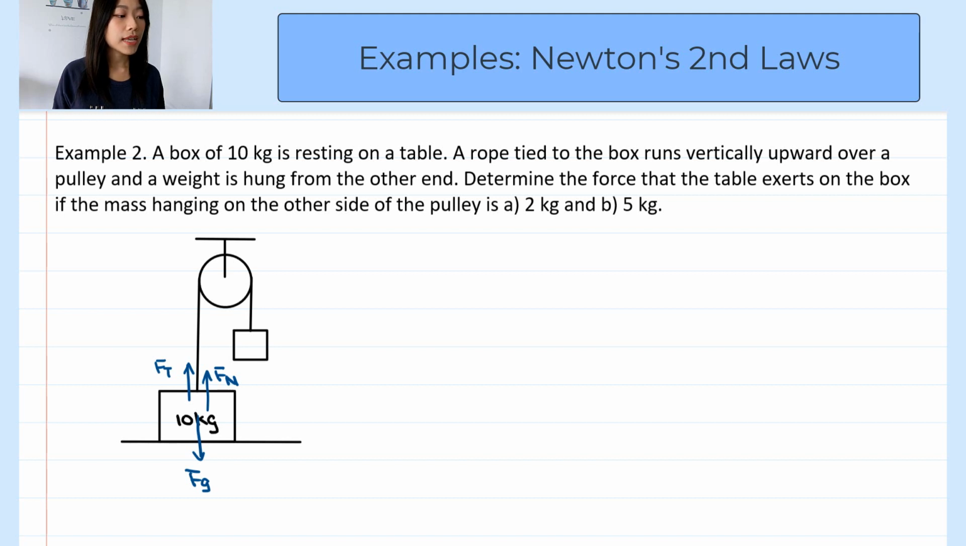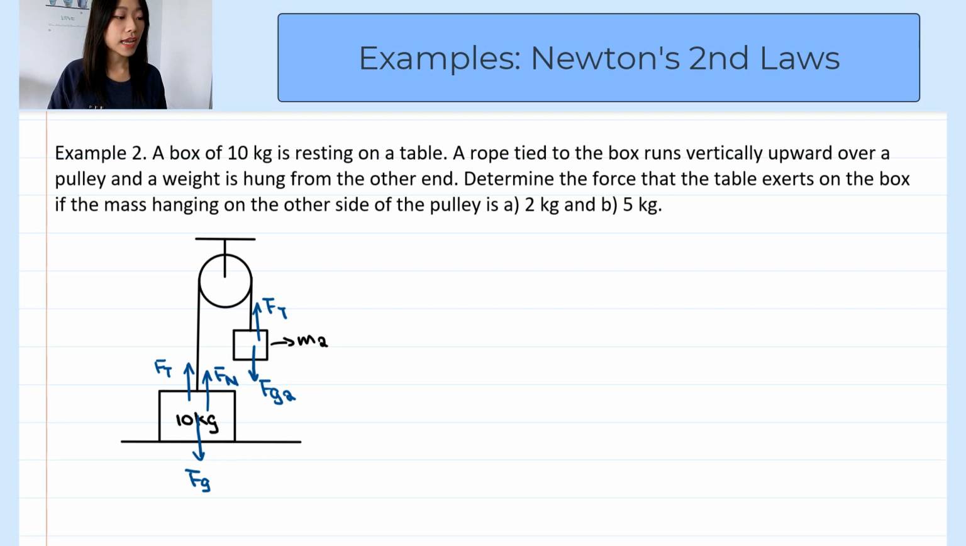Now let's look at the mass at the other end. There is also the gravity force. Let's call that Fg2. And the mass is also attached to the same rope, and assume that the rope doesn't stretch. So this tension force has the same magnitude as the tension force acting on the other mass, Ft. Let's call the mass on the other side m2.